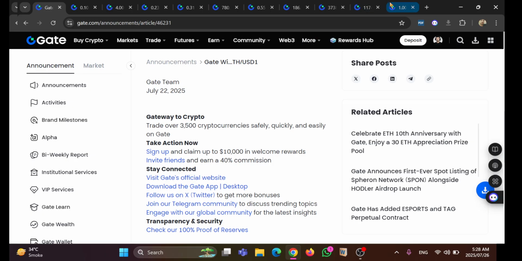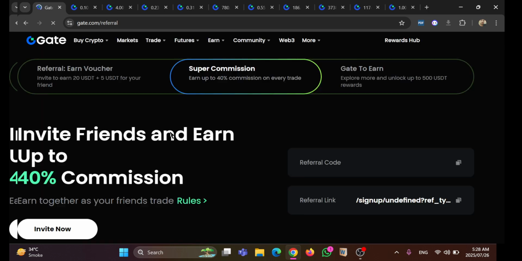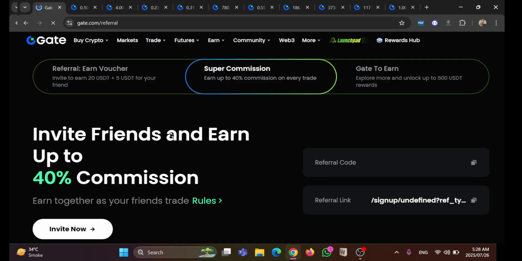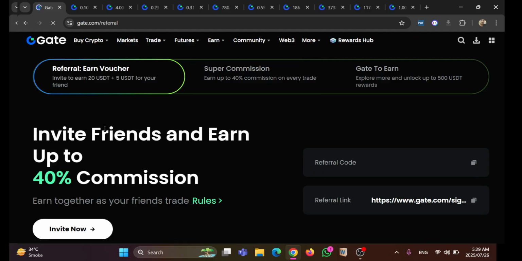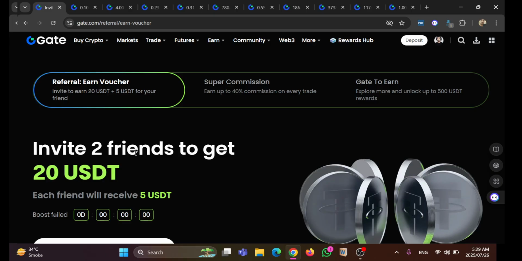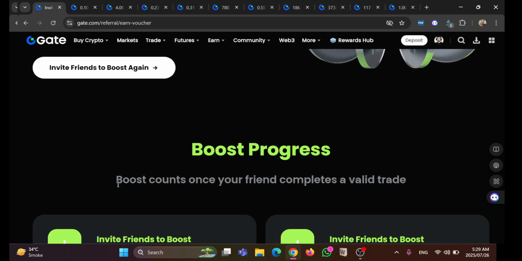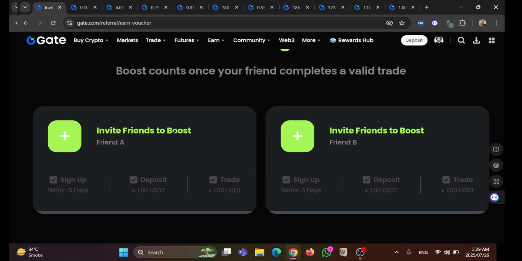Let's see this. Go to the more section and go to this referral. First of all, invite. Here, invite two friends to get 20 USDT. Each friend will receive 5 USDT. Boosted, and this boost has failed. I have not invited. Boost progress: boost account once your friend completes a valid trade. And invite friends to boost.